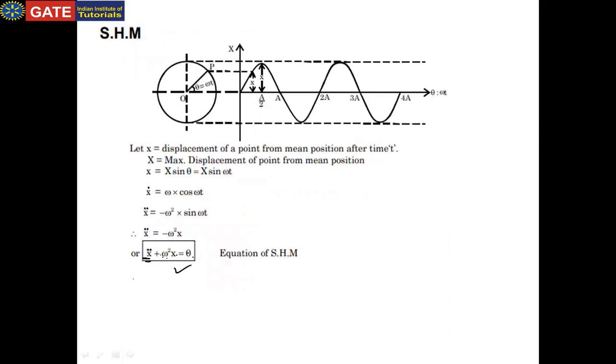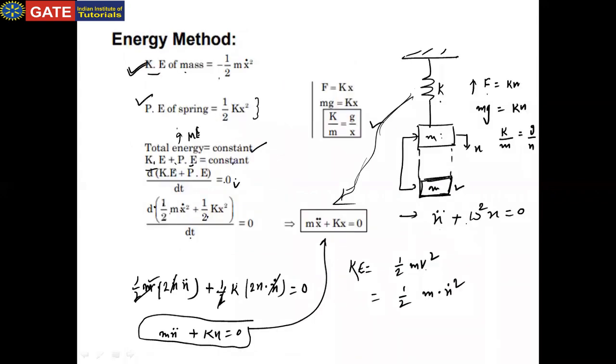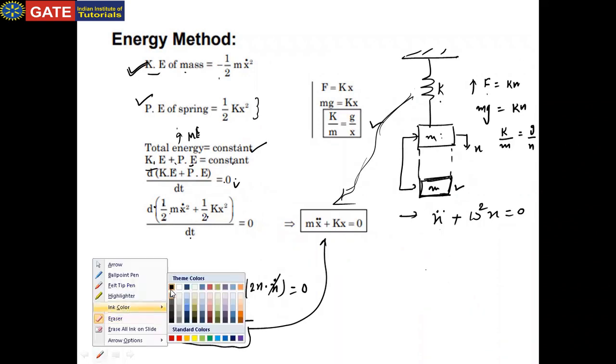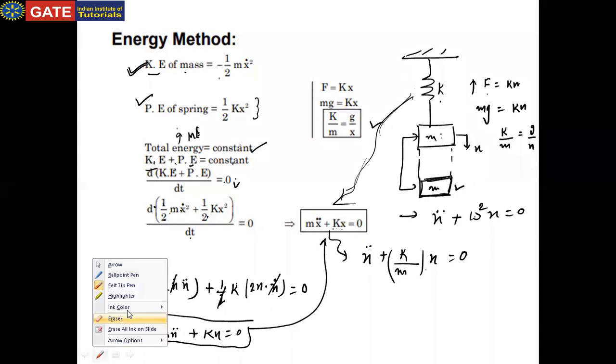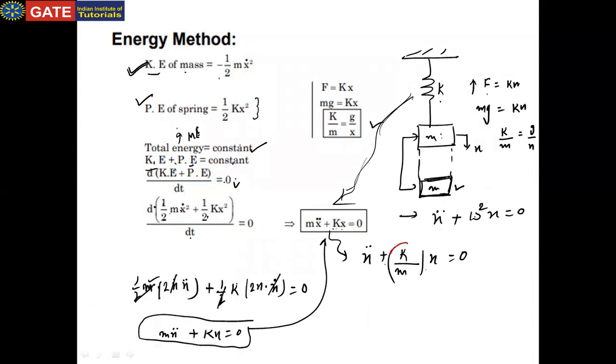This one: x double dot plus w square x. Yes or no? A standard equation. Can you compare? Yes, sir. If you want to compare with the standard equation, then you have to write this in this format. So I will write this. It is x double dot plus k by m into x is equal to 0. Now it is the same one. Now omega square is equal to k by m. Right. So you can compare this.